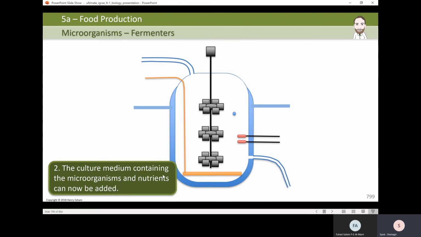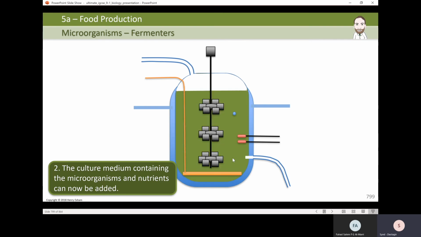Okay, the next step, number 2. The culture medium containing microorganisms and nutrients can be added. Here, this green sort of liquid, we call it a medium culture.